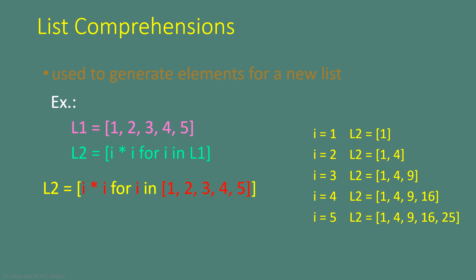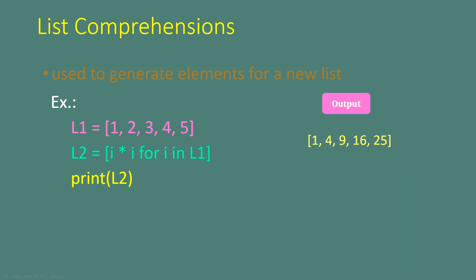We can do any kind of operations on the elements, and we can add the new elements into a new list. So the output is going to be 1, 4, 9, 16, 25, which are the square values of the elements in L1.